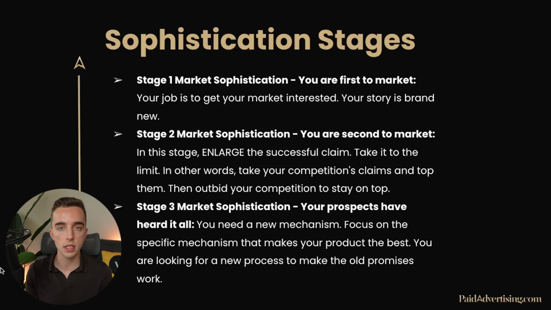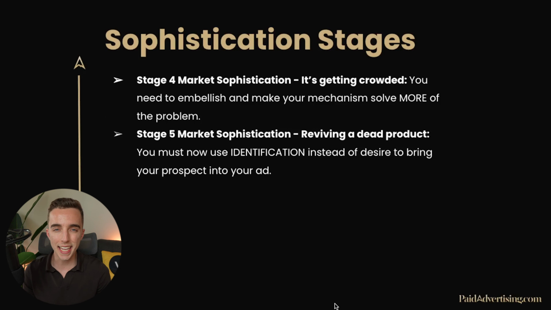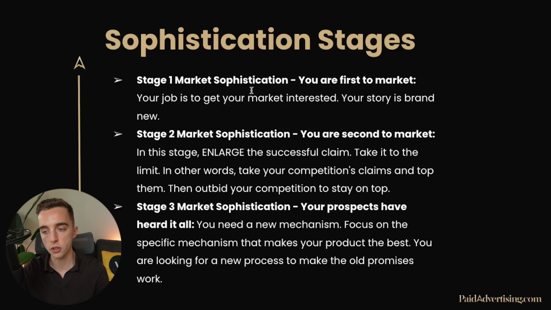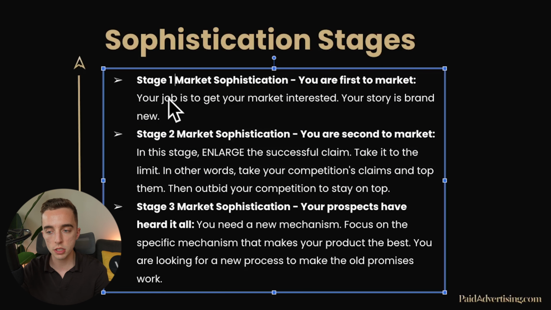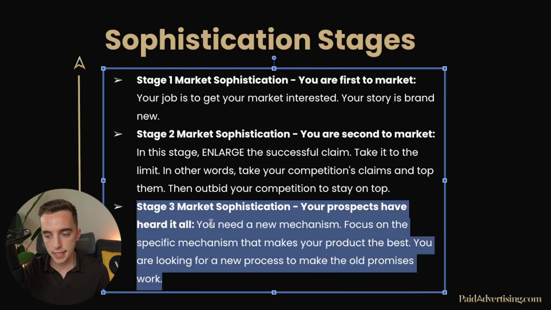Now, the 4th market sophistication stage, it's getting quite crowded. So at this point, you really need to embellish and make your mechanism solve more of the problem. So let's recap so far, right? You pique the interest of the market. Then you take the same initial claim and make it a little bit bolder. You add a cherry on top. Now you've got to switch strategy. You can't just add a cherry on top. At this point, you've got to go deeper. You need to talk about the benefit of the benefit.